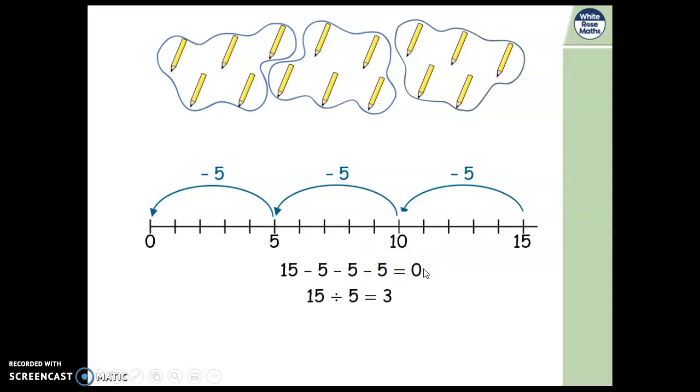So that means because we've got to 0, it means we're equal. 15 into groups of 5. That's one group of 5, 2 groups of 5, 3 groups of 5. We've got 3 groups. 15 divided by 5 is equal to 3.